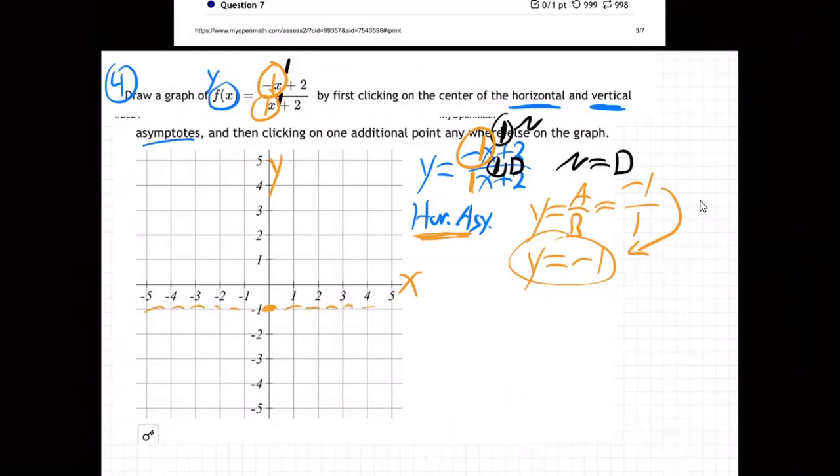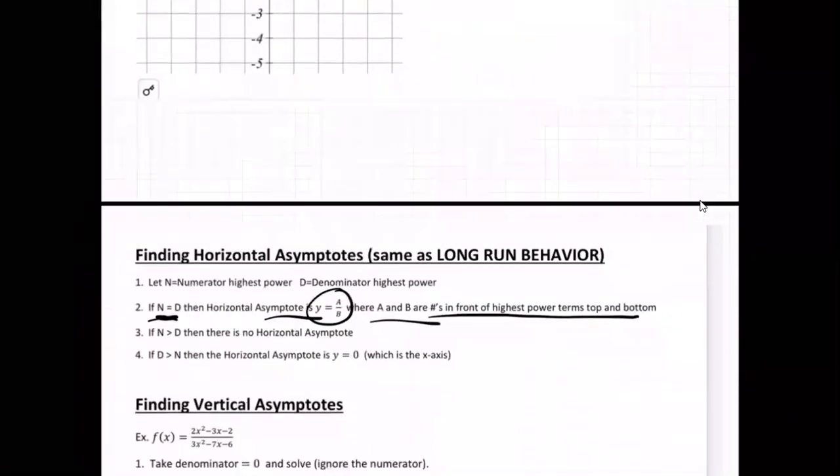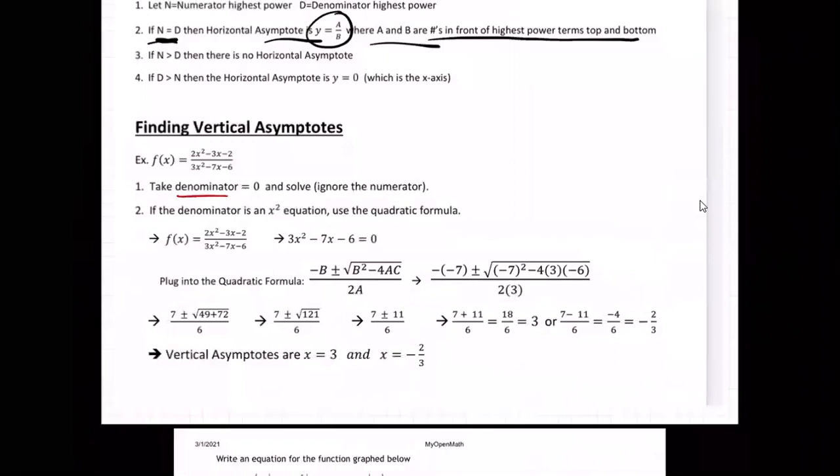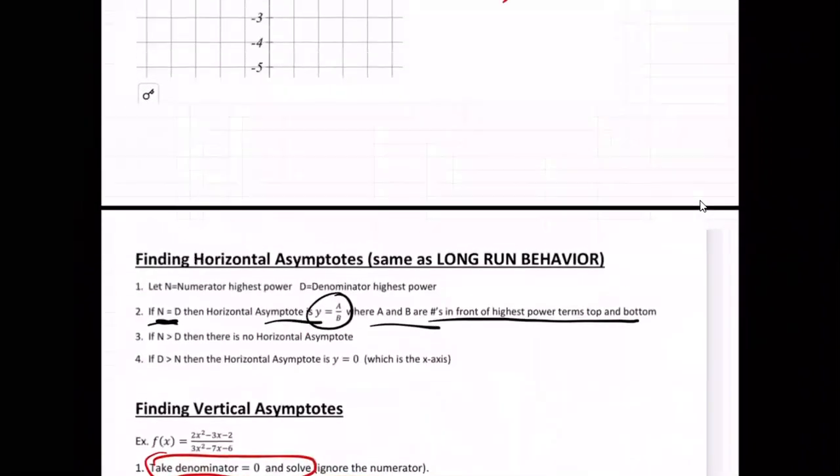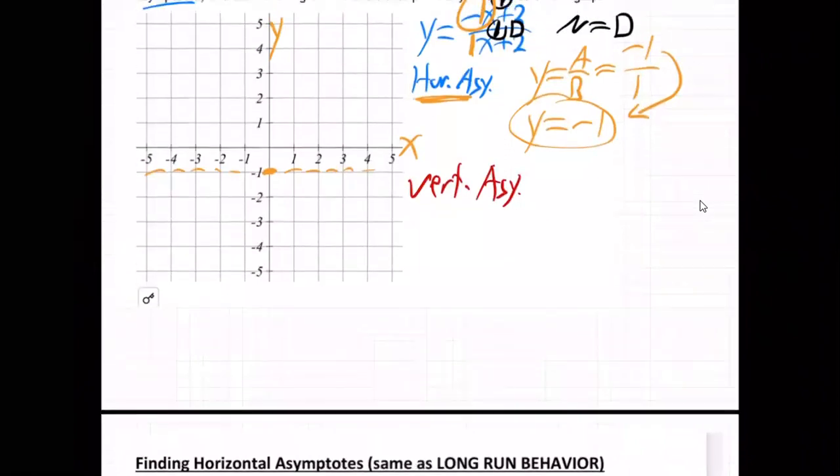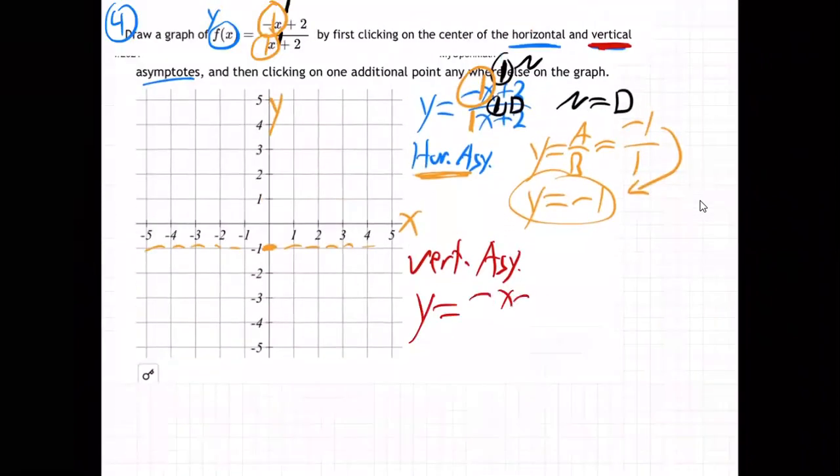Now, how do we find the vertical asymptote, because they also spoke of the vertical asymptote? Well, for vertical asymptotes, set the denominator equal to 0 and solve, ignoring the numerator. So it just has to do with the denominator. I have y equals negative x plus 2 over x plus 2, and I grab just the denominator, set it equal to 0, and solve. So you just write x plus 2 equals 0.